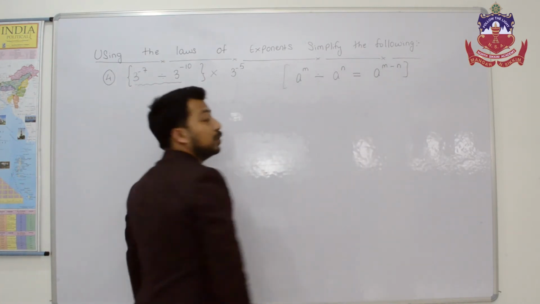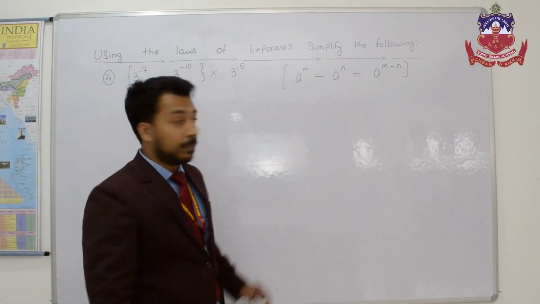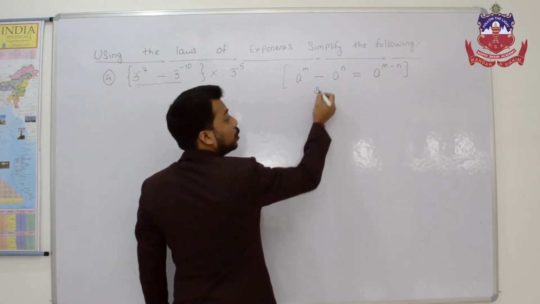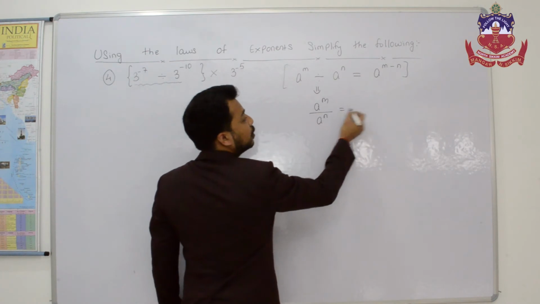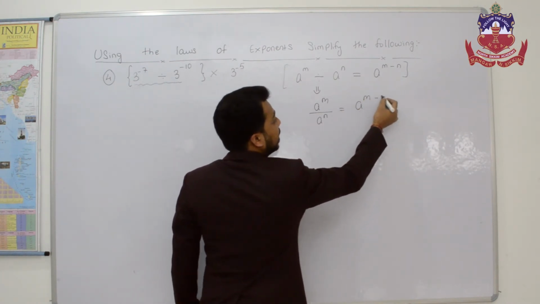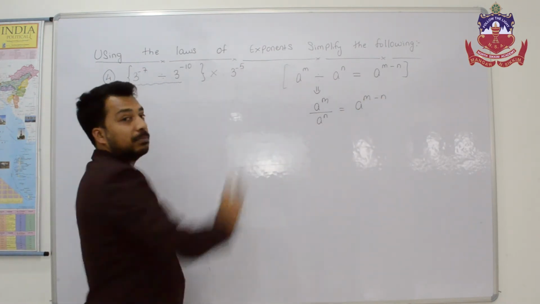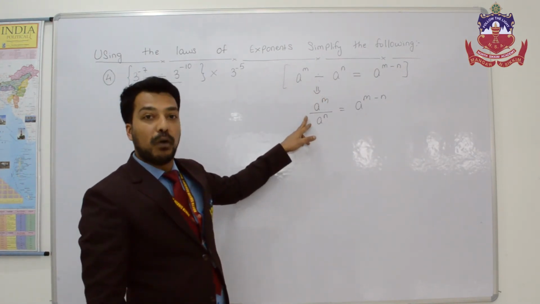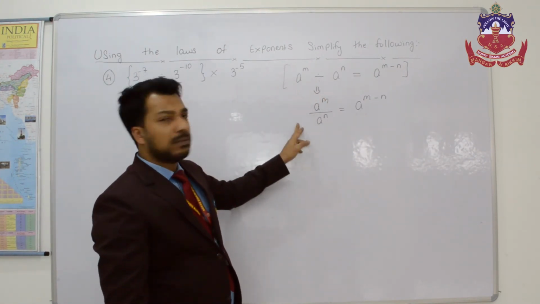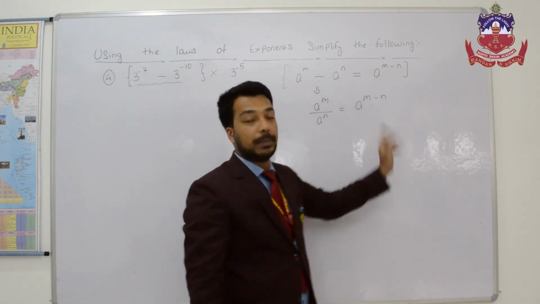Now you must be confused, how did this law come? This is similar to this one, a to the power m divided by a to the power n is equal to a to the power m minus n. It's the same thing. Here we have the division sign and here you have the division form. So you can use any of these forms and the answer will be the same.